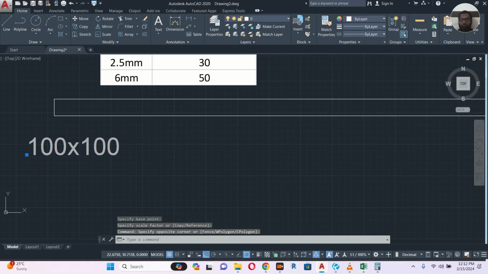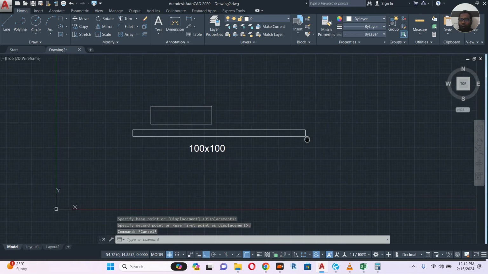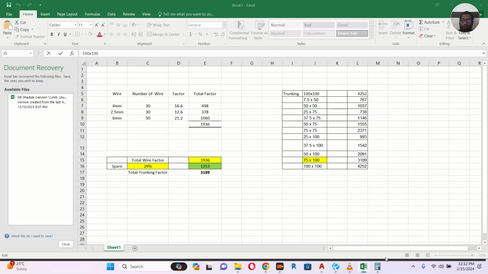Do I need the same trunking up to balance 40 meters? So this is only 10 meter. I have another 40 meter. That building's total width, let's say the final end of the trunking, is 50 meter. But after 10 meter, my wires are getting down up to 50%. So still I have to use 100 by 100? No. No need, useless. So what size can I use?